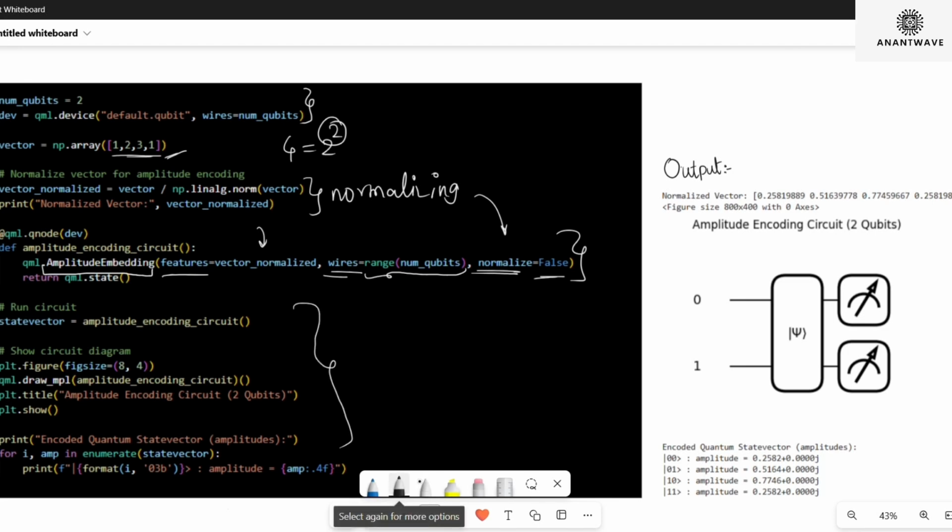Now I'm also printing the normalized vector, which is same as the calculated value previously. And then in the circuit, we have 2 qubits as we took 2 qubits. In here, I am applying amplitude encoding. Now, for the basis states, you can see the respective amplitudes. For ket 00, ket 01, ket 10, and ket 11. These are the respective amplitudes.